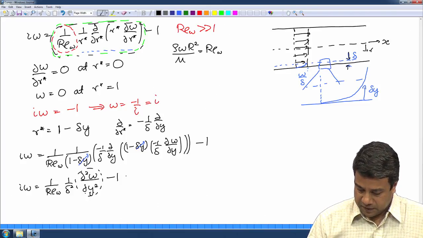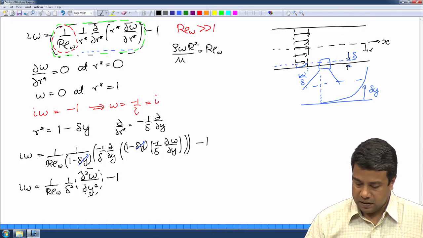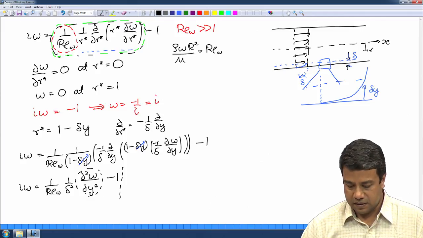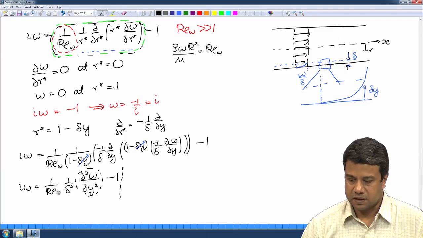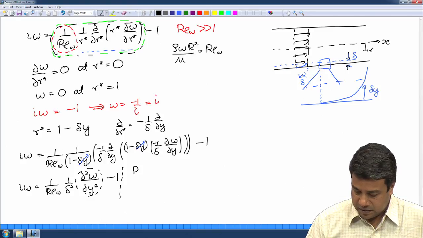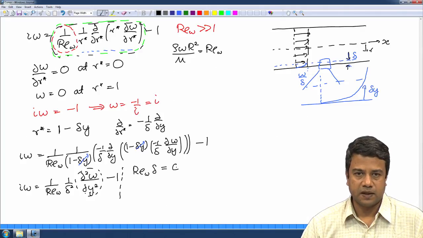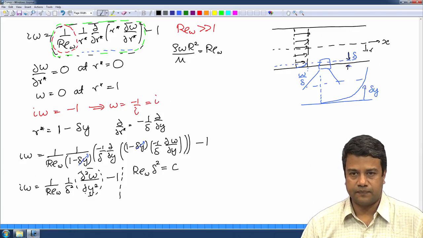So, now I said that delta is a function of Re omega. It is not a function of r, it is a scale factor. It has to be chosen in such a way that the inertial and the viscous terms continue to be of equal magnitude in the limit as the Reynolds number goes to infinity. Therefore, Re omega times delta squared has to be equal to a constant value in the limit as Re goes to infinity. Okay. So, this gives us the value of delta.